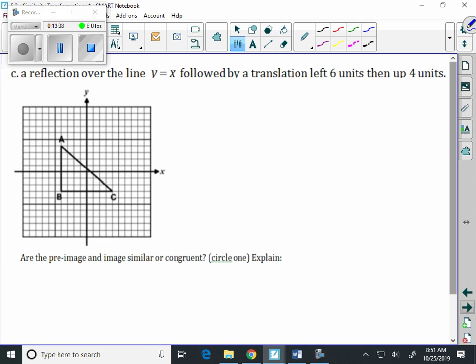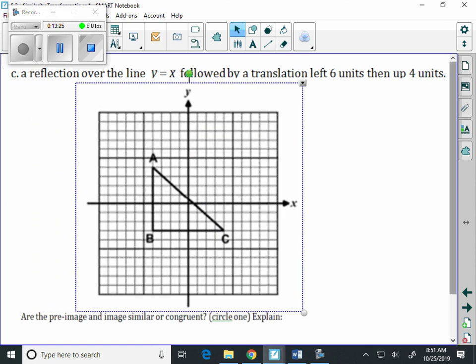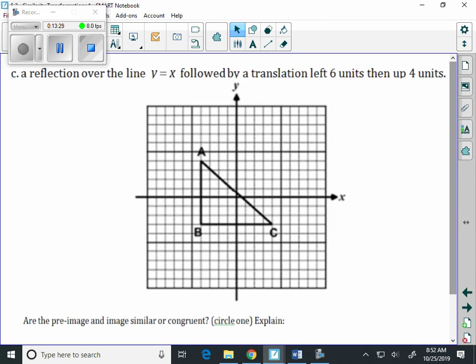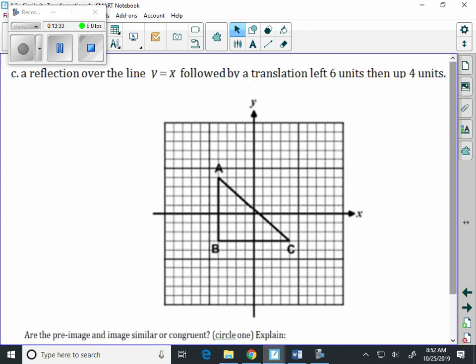Letter C. A reflection over the line y equals x, followed by a translation of left 6 units, then up 4 units. And it's always good to practice this reflection over the line y equals x. And once again, the line y equals x starts at the lower left corner, finishes at the upper right corner, and it goes through 0. It's really a line with the slope of 1/1, and the y-intercept of 0. I've started changing up and just putting all of the points on that line. Whatever works for you. But what we're going to do is reflect this over the line y equals x.